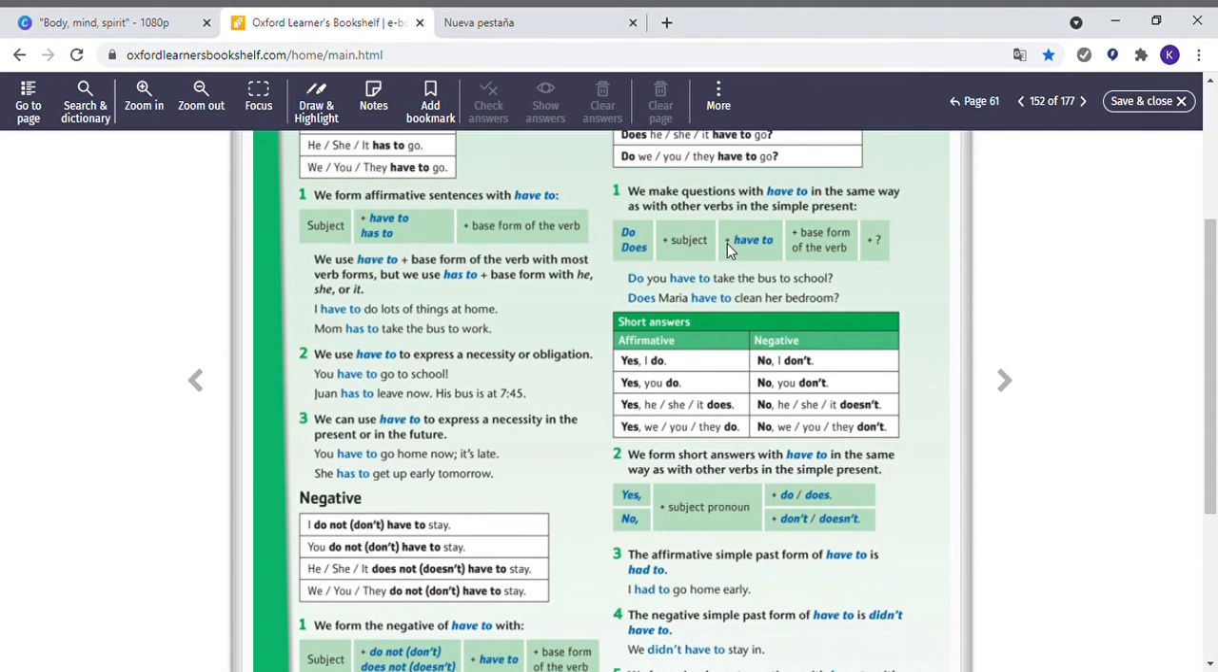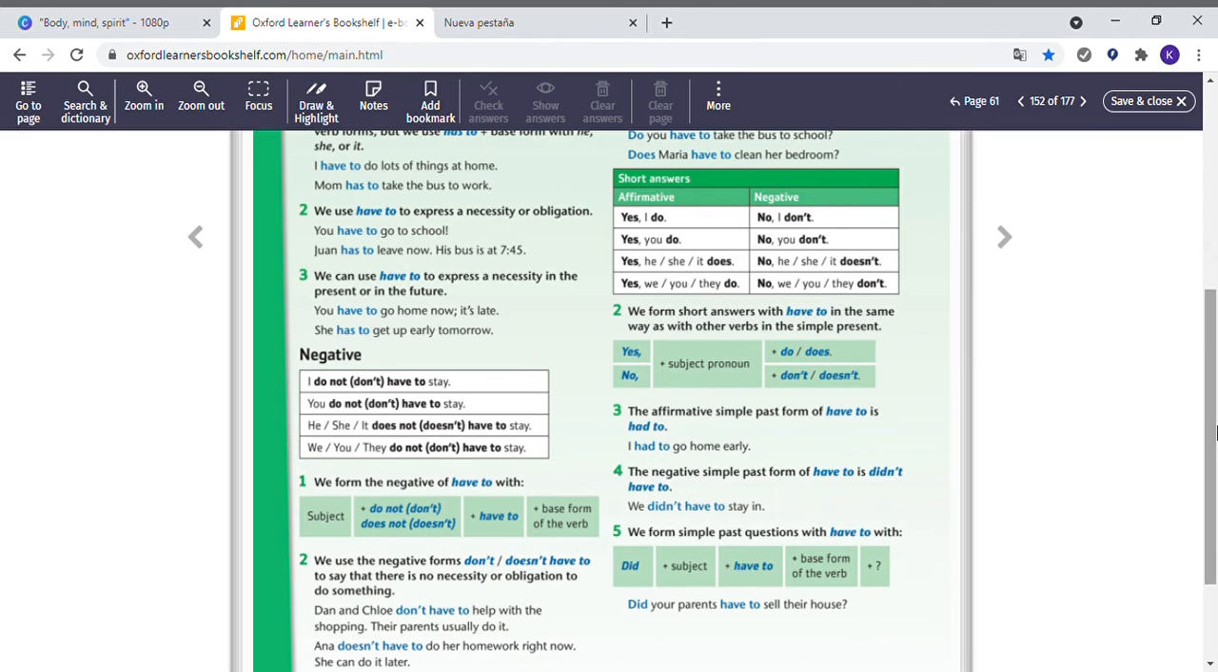But we have also short answers, and this is the structure. We have yes, for example, yes, I do. So with he, she, and it, we're gonna use does, and with I, you, we, and they, we're gonna use do. Okay? For example, yes, I do. Yes, he does. And in the negative form, we're gonna use no. For example, no, I don't. Or no, he doesn't. Okay? That is all with this.